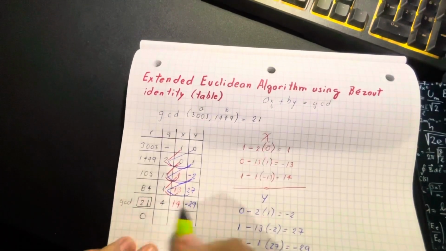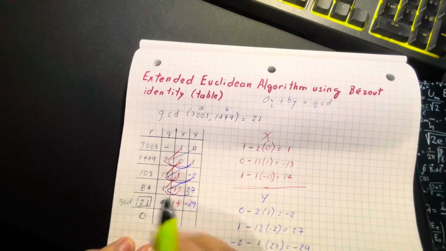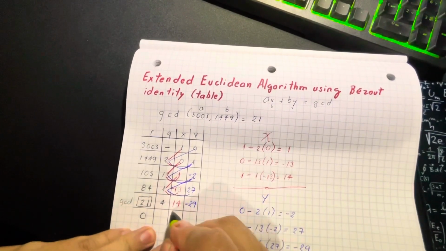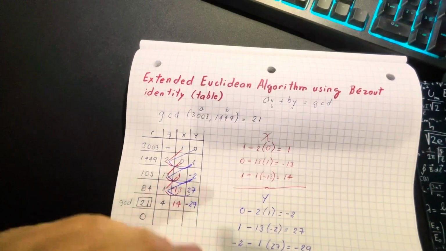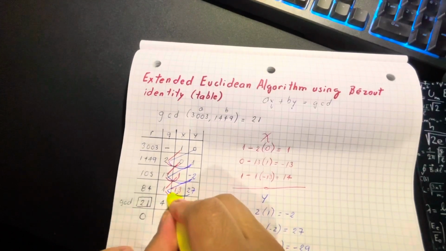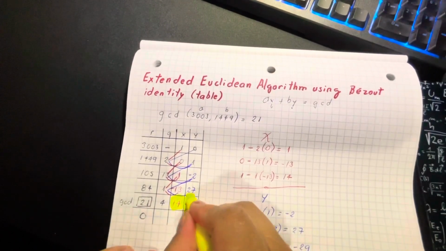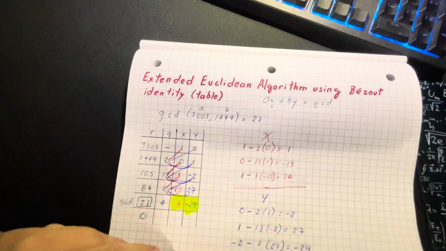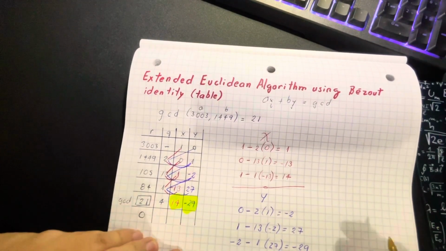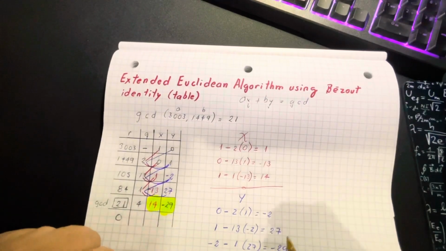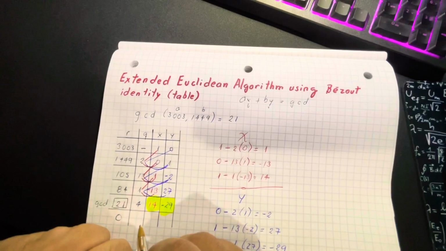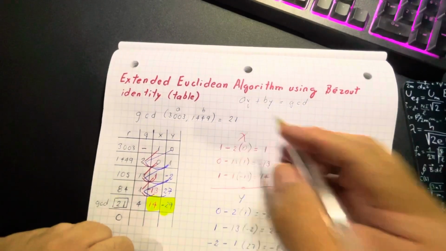And you stop right here. That's it. You stop in the line with the GCD. You stop right there. And this is your X and this is your Y. Okay, so now, with these two coefficients, you have to replace in the equation.